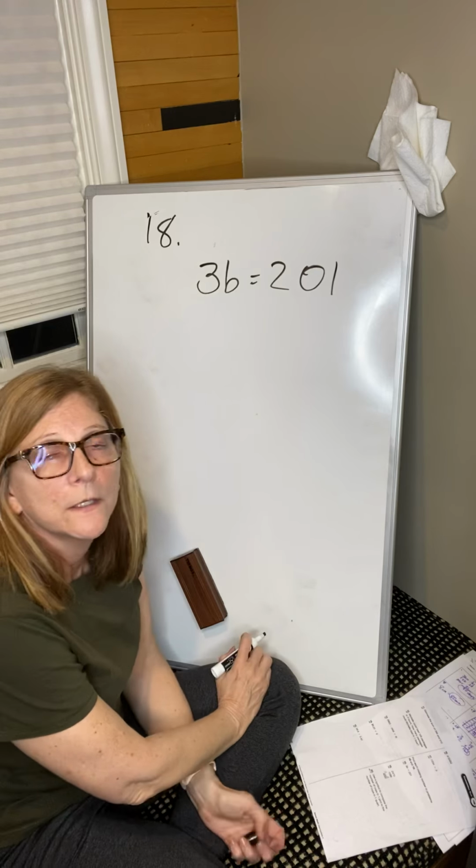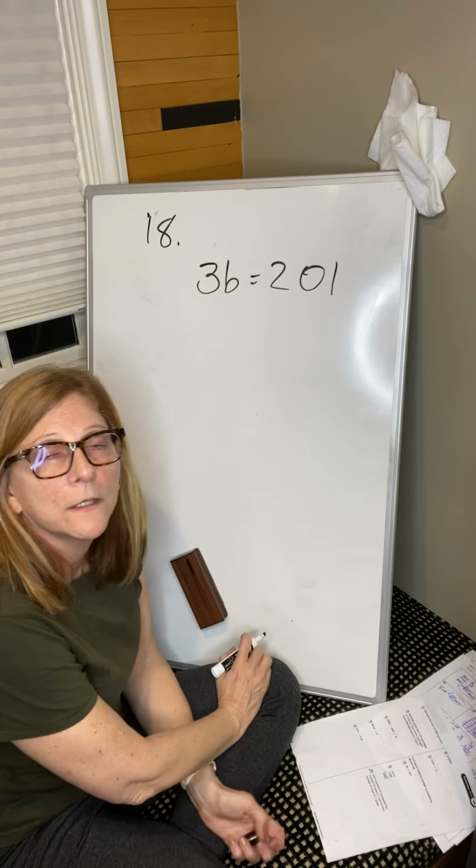All right, number 19 is 2,478. No, see, caught myself. 2,473. That could have been a disaster on my test. 2,473 plus 1,286 plus n equals 4,000. Okay, this is a multi-step problem. I have to first find out how much I have here before I know how much I need to add to it to get 4,000. So first of all, I have to figure out what 2,473 plus 1,286 is.